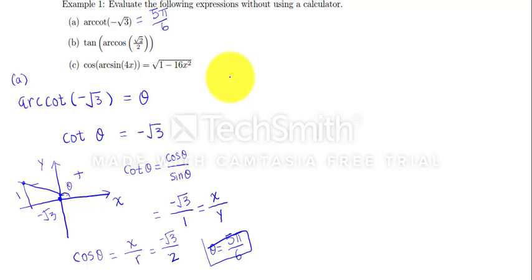Now let's take a look at part B. In part B, we need to evaluate tangent of arc cosine root 2 over 2. Well, arc cosine root 2 over 2 is a special angle. So what angle has a cosine value of root 2 over 2? Refer to the unit circle. Okay, that angle is pi over 4. So when we take the tangent of this angle, pi over 4, we should get the value 1. So our answer for part B equals 1.